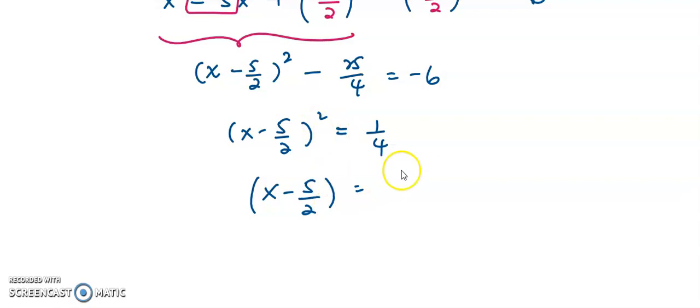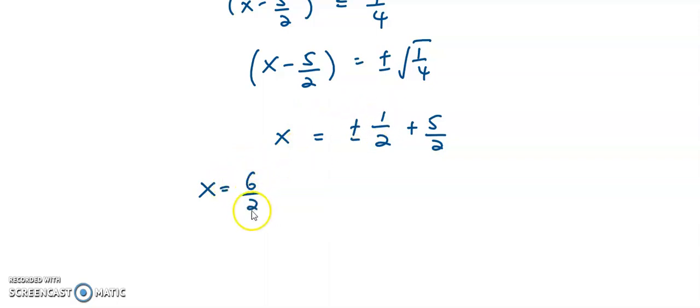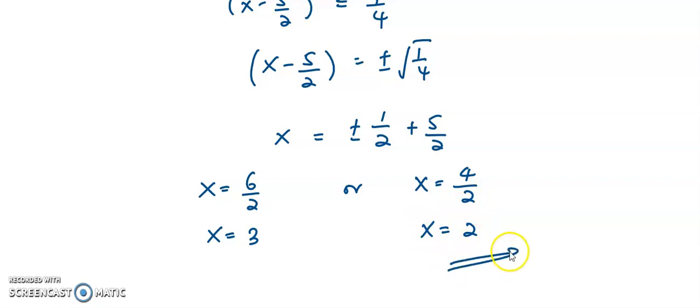And my aim is to get the x. I will try to eliminate the square by taking positive, negative square root of 1 over 4 at the right side. Then I have x equals positive, negative 1 over 2 plus 5 over 2. Again, you have two solutions or two roots. The first one is positive 1 over 2 plus 5 over 2, that will be 6 over 2. Finally, you have 3. The next answer is negative 1 over 2 plus 5 over 2, that is 4 over 2. And finally, you have x equals to 2.